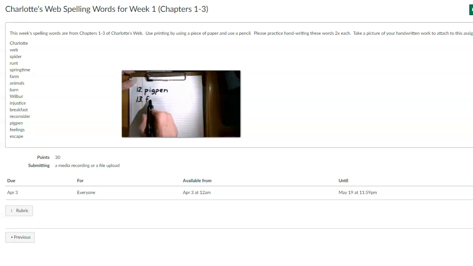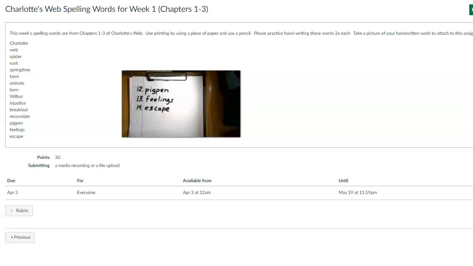Number 13, feelings. What are your feelings about returning back to school after spring break? Number 14, escape. If you lived in a pen, you might try to escape too. Magic E word: the E hops over the consonant and makes that A say its name.